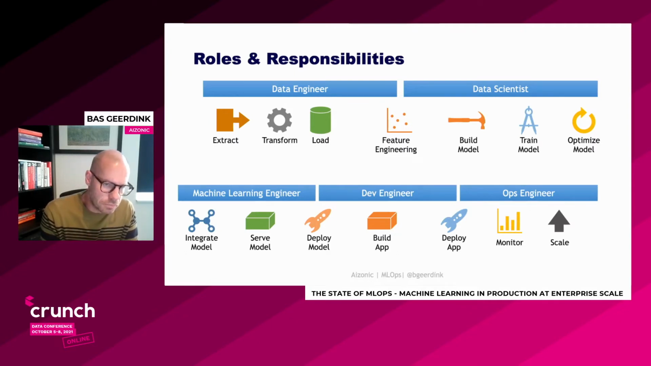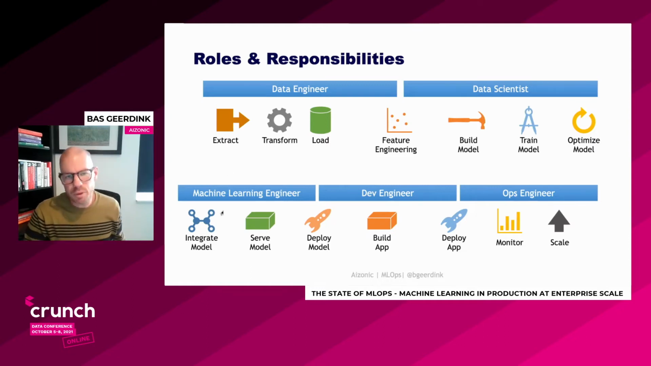And this also doesn't mean, of course, that your team should consist of five people. It's perfectly possible to build a small team where a data engineer also takes up the role of a data scientist, and a dev engineer also takes up the role as a machine learning engineer. But it's good to realize that there's multiple disciplines and multiple specialities in your team, and combining them in one team and making sure that all these roles are being fulfilled is an important realization when you're starting to work with machine learning models.